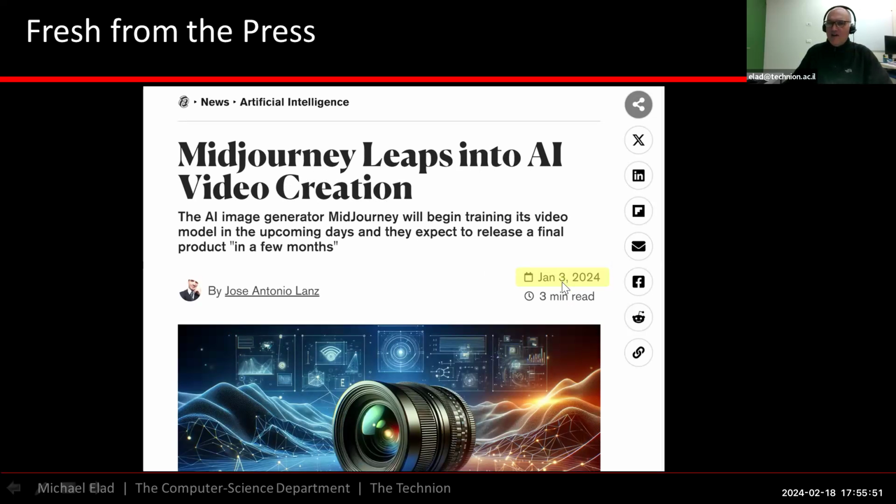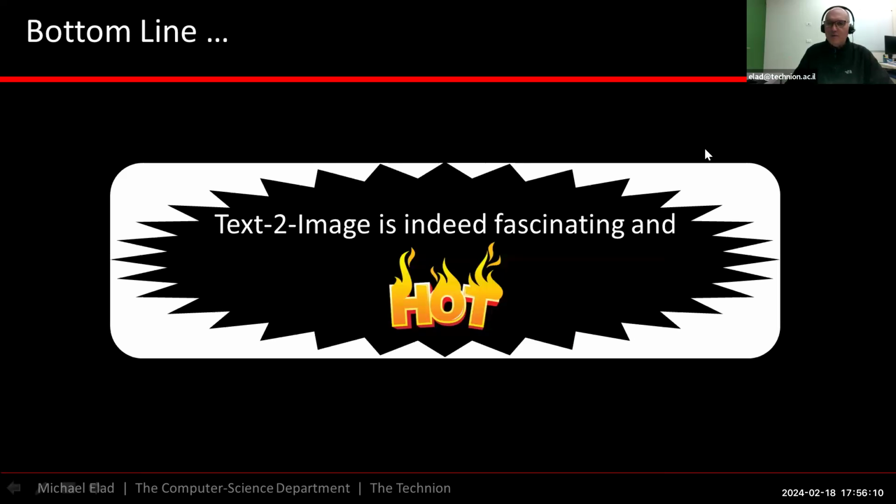From a month and a half ago, the AI image generator Midjourney announced that it will begin training its video model in the upcoming days. So it's not happening yet, but they see the competition and start being stressed. So they inform everybody that they are in the game as well. So the topic is really, really hot.